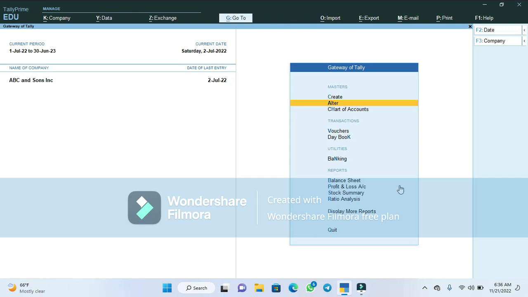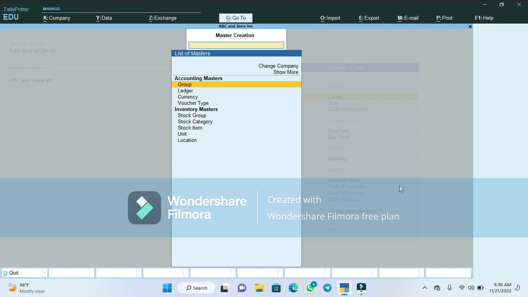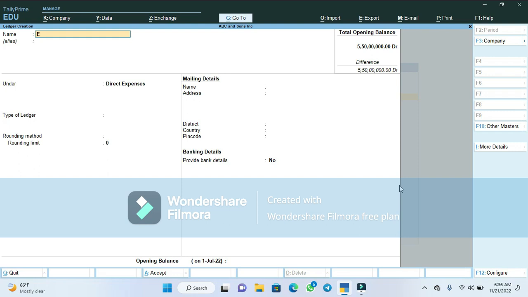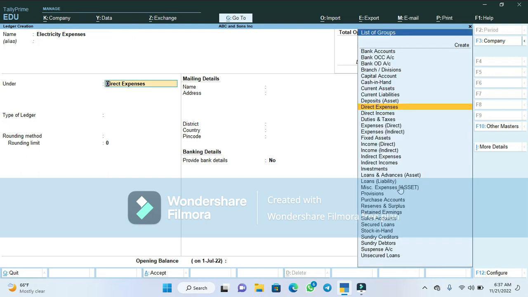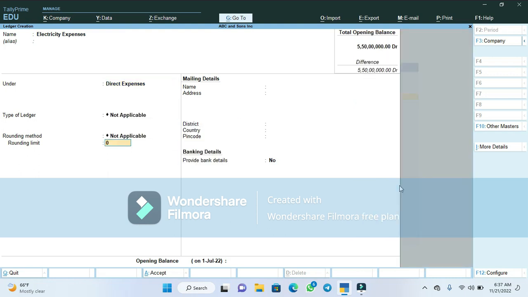Hello everyone. In today's session, we are going to look at how to make payments to trade and other accounts payable. First of all, to remind ourselves, let's create an other accounts payable account, a ledger, electricity expenses. Press enter. This is a direct expense. Enter, enter, enter, enter, enter, say yes.